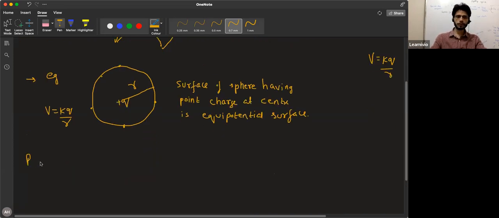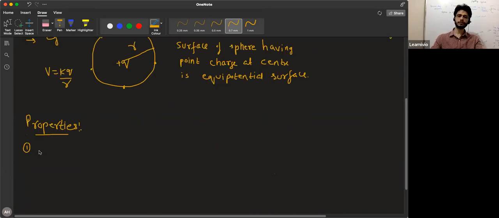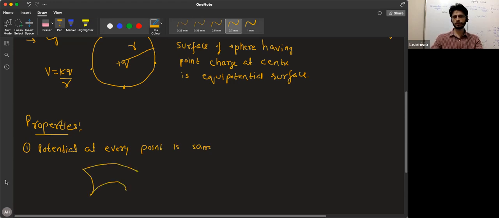Now we have the properties of equipotential surface. The first property is that on an equipotential surface, potential at every point is the same. So if I draw an equipotential surface of arbitrary shape and take 2 points A and B, then potential at A will be equal to potential at B. Second part.